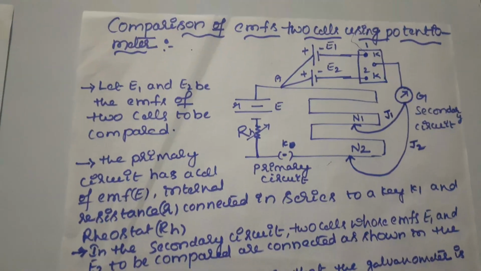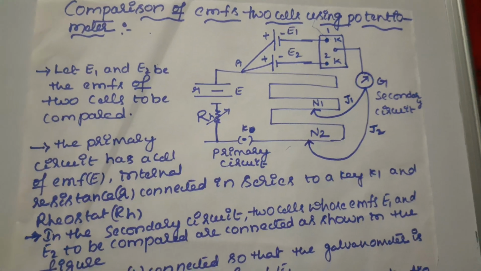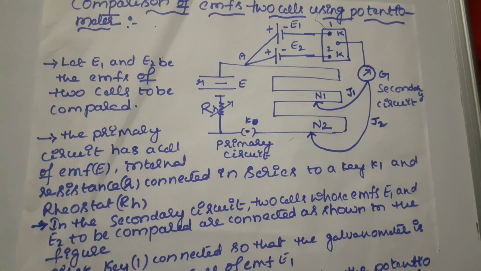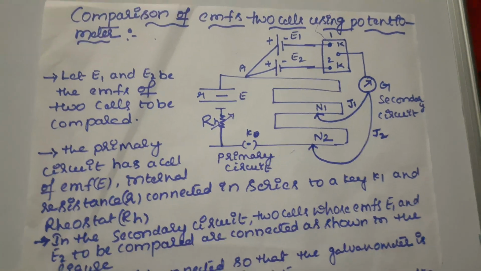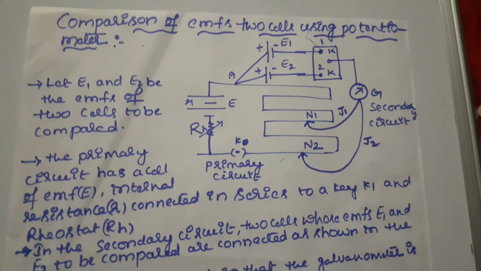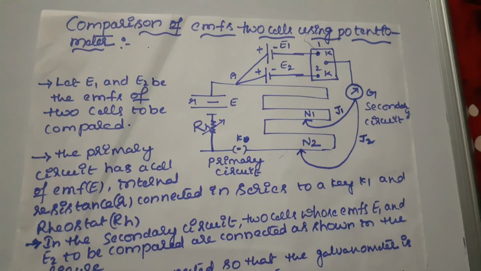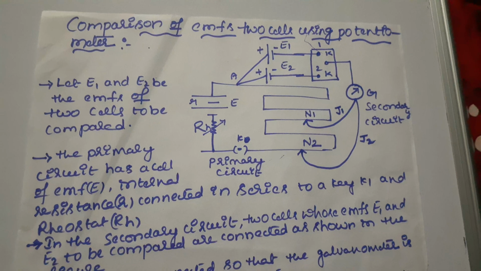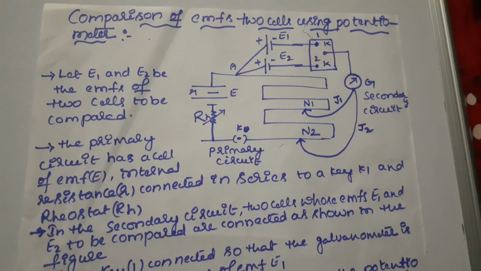Now, students, what about the comparison of EMFs of two cells using a potentiometer? Let E1 and E2 be the EMFs of the two cells to be compared. So the topic is that we want to compare the EMFs of two cells using a potentiometer. That is why two cells are taken, with EMFs E1 and E2, which are to be compared.